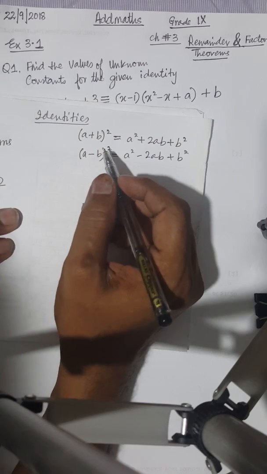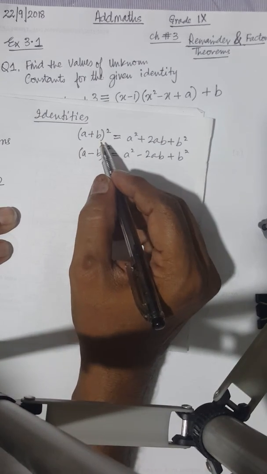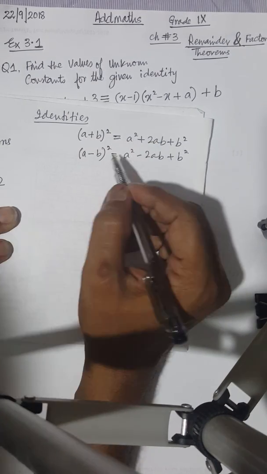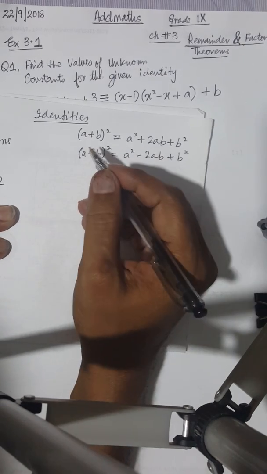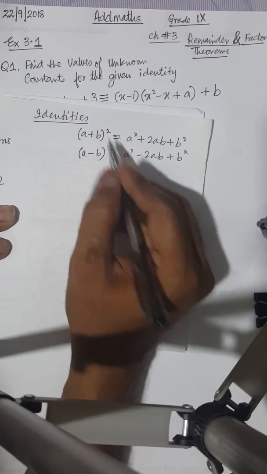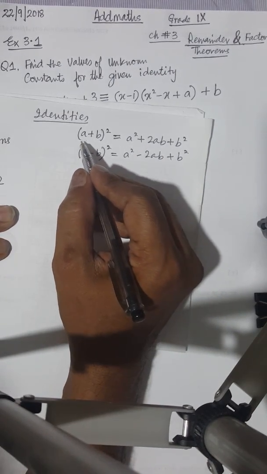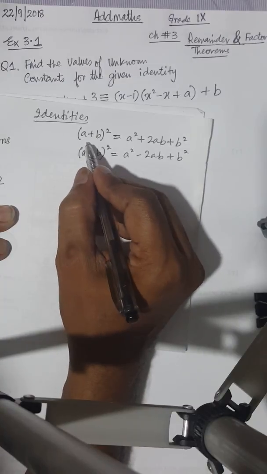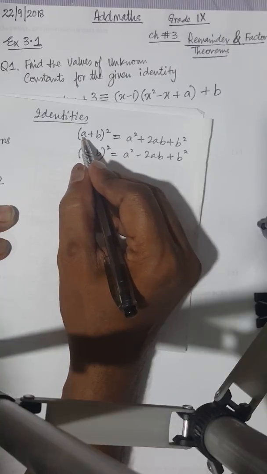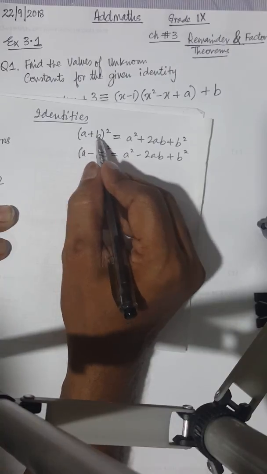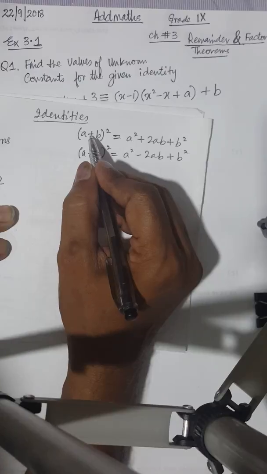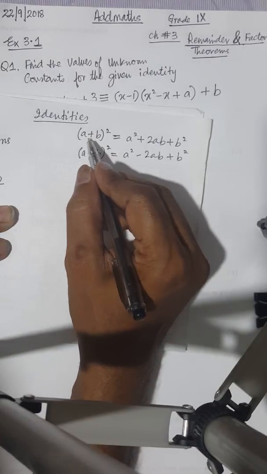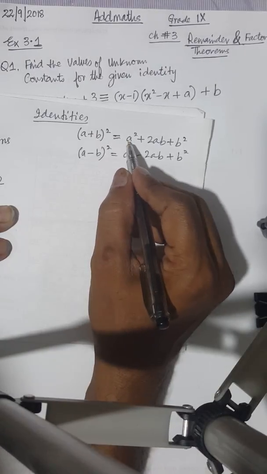We call them identities because whatever result comes for the left hand side, the same result also comes for the right hand side. For example, consider two values of a and b. Let's suppose the value of a is 1 and the value of b is 2. If I substitute a as 1, b as 2, so (1 plus 2), 3 square is 9. And I substitute the same values of a and b, 1 and 2, on the right hand side.